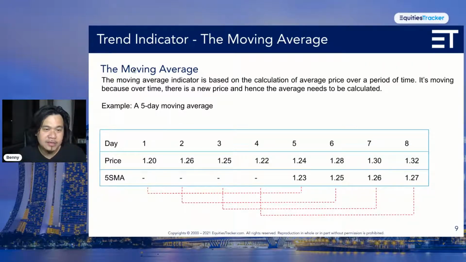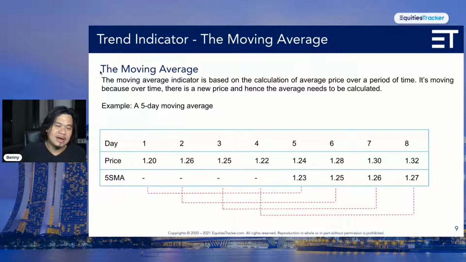It is called moving because every day a new piece of data comes in, and then you have to recalculate it again. If you're looking at a daily chart, that's daily, but if you're looking at a 5-minute chart, every 5 minutes a data point will form, and then you have to recalculate every 5 minutes to get a new average price.